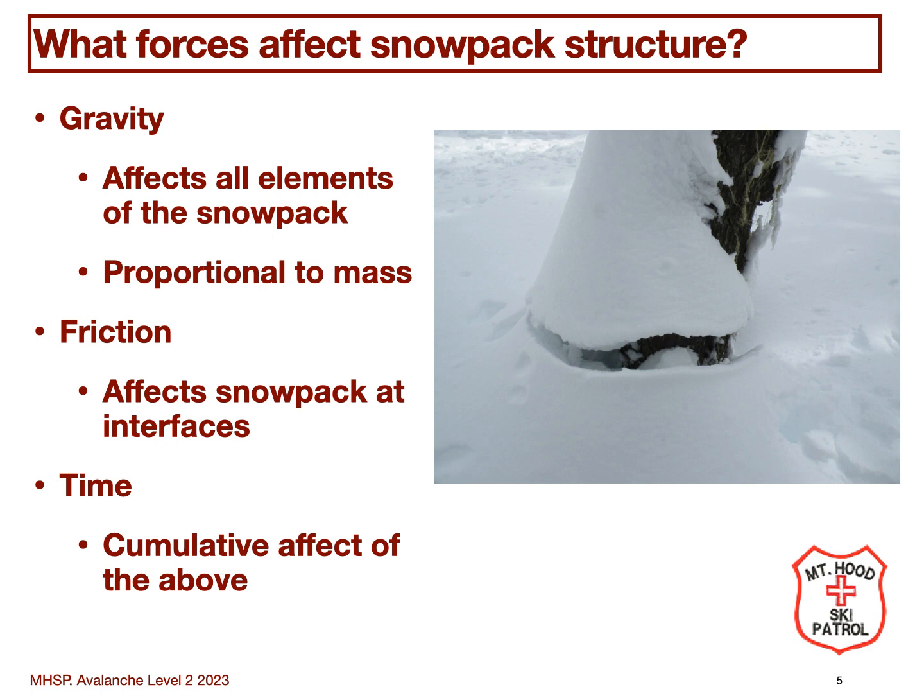In addition to the metamorphic processes we discussed in the previous section, there are other physical processes at work in the snowpack. Gravity acts on the snowpack and will both compress the snow and provide a force acting downslope. Friction will affect the snowpack, both at the interface between snow layers and in places where the snow contacts other objects, for example, a rock. And of course, over time, all of these processes are cumulative.